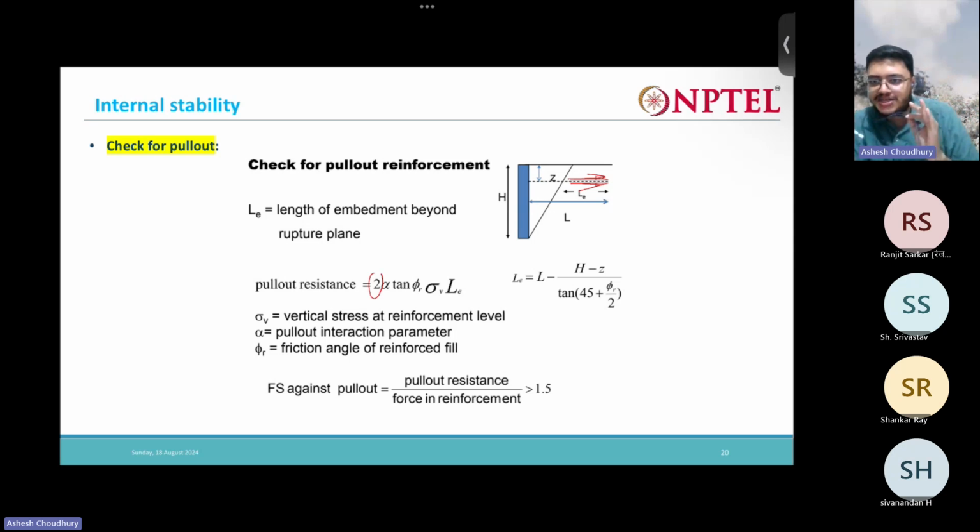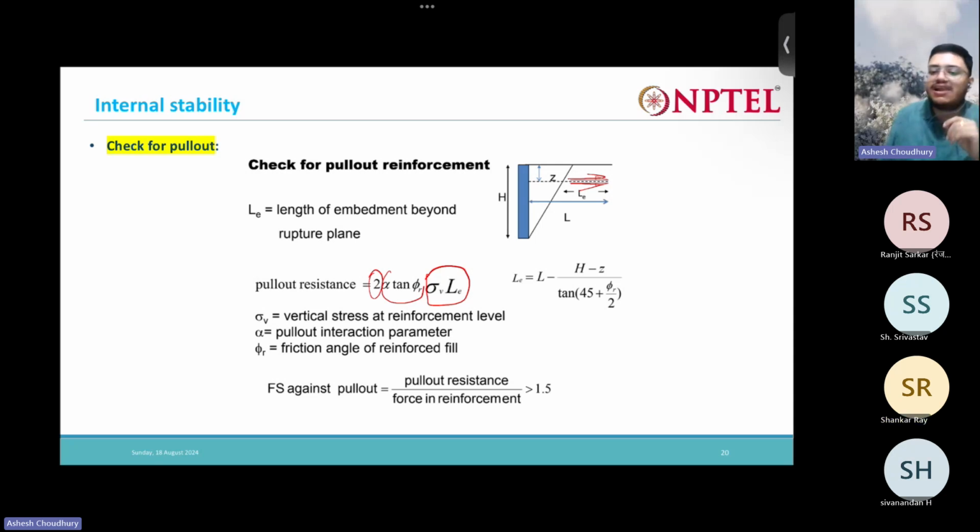This is how we calculate the frictional force: vertical load times the friction. What is the load? Sigma V times LE. That will be the vertical load. And what is the friction coefficient? Friction coefficient is nothing but alpha times tan phi.